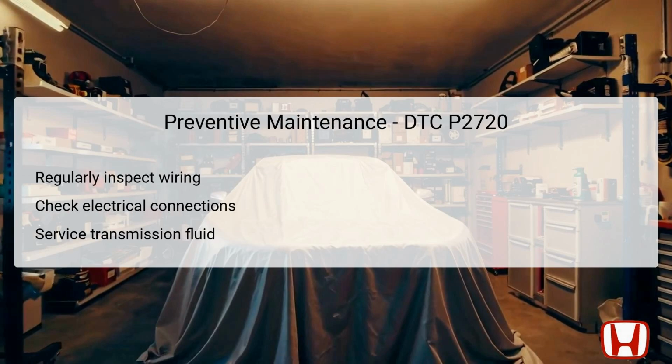To avoid future occurrences of DTC P2720, implementing a preventive maintenance routine is essential. Start by regularly inspecting the wiring and connectors associated with the AT clutch pressure control solenoid valve D for signs of wear, corrosion, or damage, which can lead to electrical issues. Alongside wiring checks, routinely examine electrical connections to ensure they are tight and free from dirt or corrosion. Maintaining clean and intact connections will help improve the system's reliability.